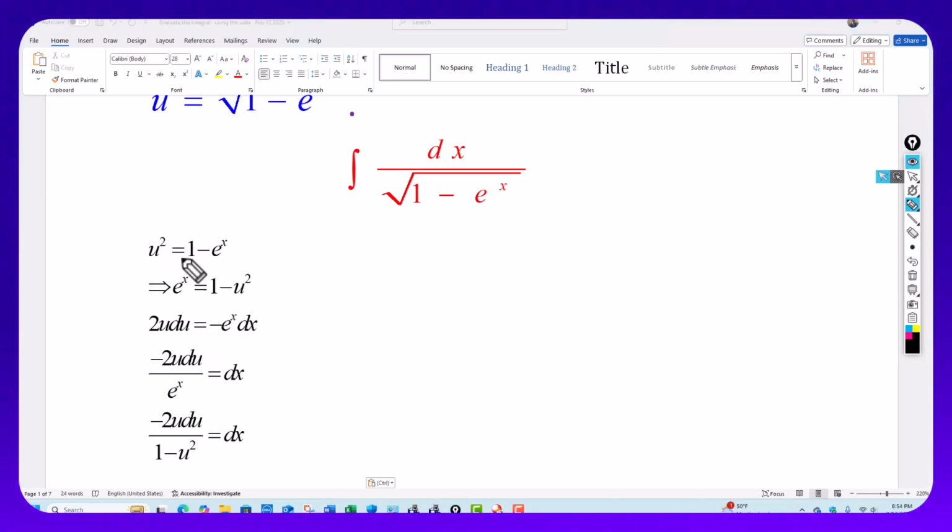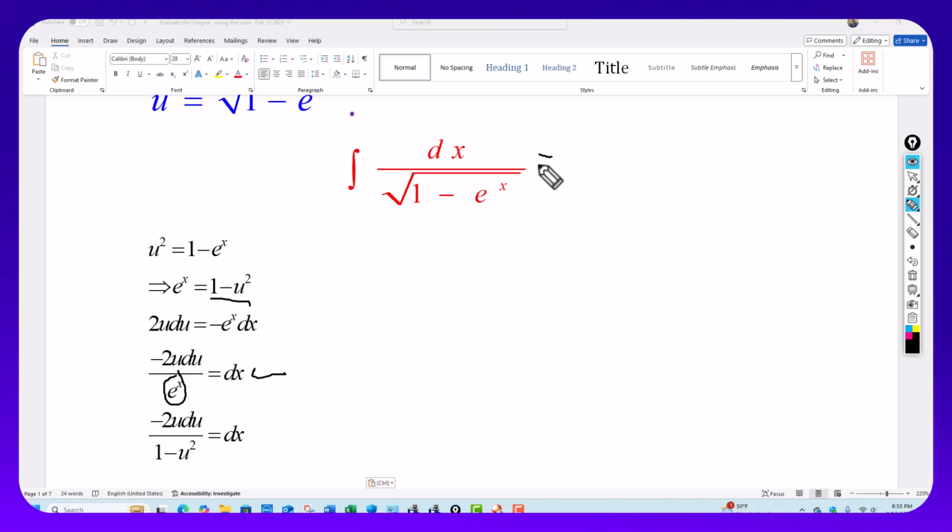So I got then u squared is equal to 1 minus e to the x. Like I said, solve for e to the x. Then take the derivative of the first statement here, u squared equals 1 minus e to the x. I get 2u du equals minus e to the x dx. Divide through by minus e to the x, I get this right here. Now I have something in terms of dx. I also do not want e to the x in there, because I'm plugging into the original integral, so the e to the x gets replaced by this, 1 minus u squared.